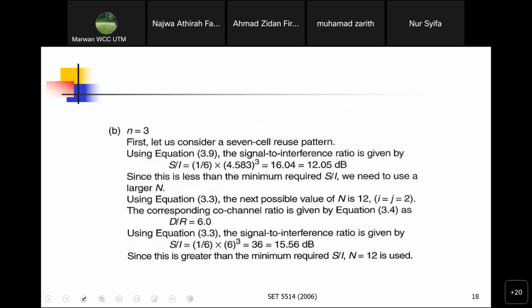Now let's look at n equals 3. They still use 7, and it turns out that it only achieves 12.05 dB. Everything is the same except for n equals 3. What does it mean? It means that this is a better environment.